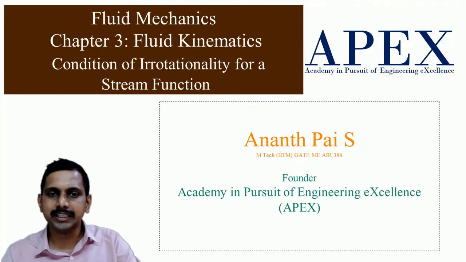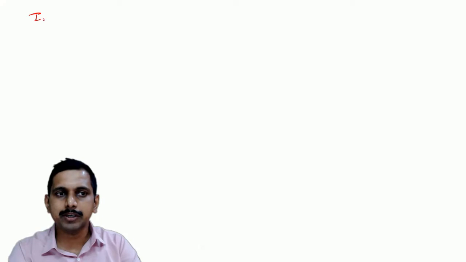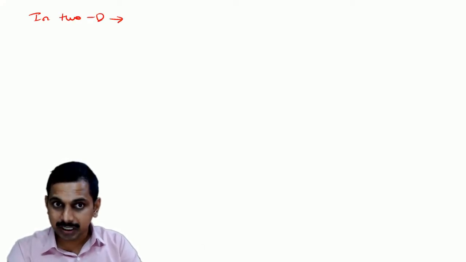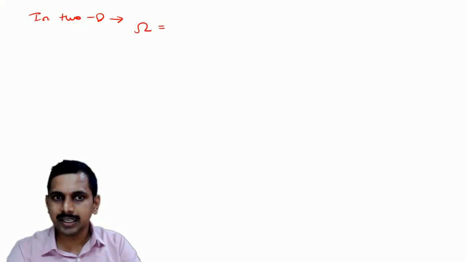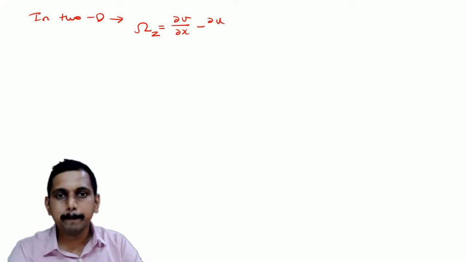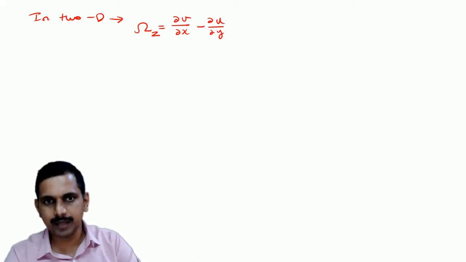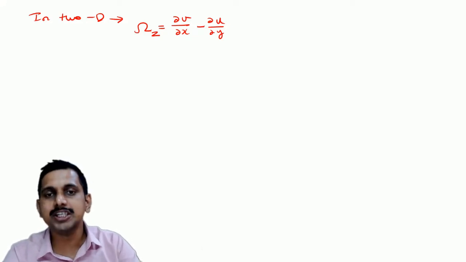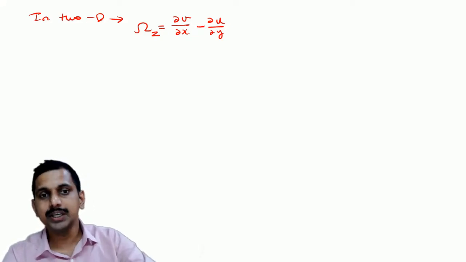So now, how is it related to stream function? Let us see. For rotation in two dimensions, because stream function is a two-dimensional concept, the rotation in the z direction is given as ∂v/∂x minus ∂u/∂y. This is rotation. If it is irrotational flow, then this will go to 0.